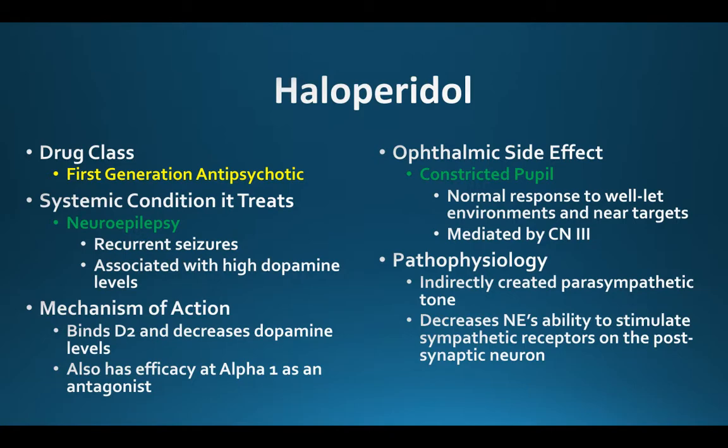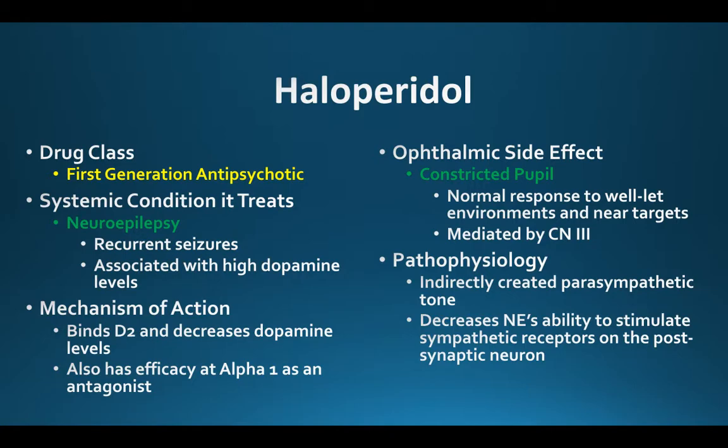Next drug up is haloperidol. Haloperidol is a first-generation antipsychotic. Those are set aside from the second generation in terms of receptor selectivity and region of efficacy in the central nervous system. The systemic condition it treats is neuroepilepsy. It's characterized by recurrent seizures. This can be associated with high dopamine levels and results in a synchronous discharge of cortical neurons.